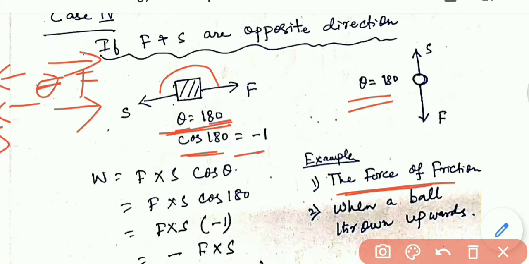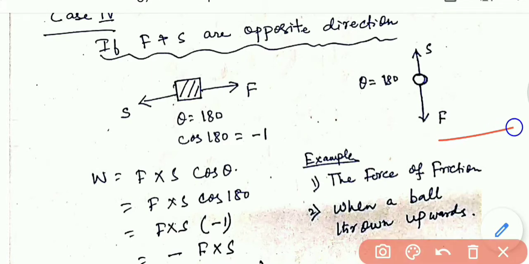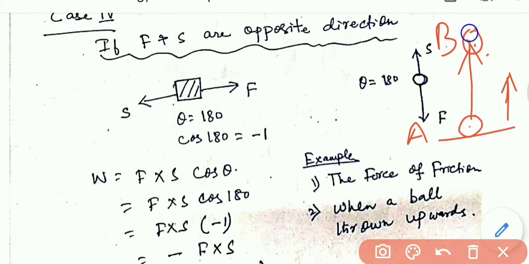The second condition is when a ball or a body is thrown upward, then the body will move upward, but the force will be in the opposite direction. Okay, here the body is at the point A. Look at this. This is a ball at the point A. If the body is moving from A to B, the direction of the displacement, the body will move from A to B, then there is a displacement, so displacement will be in that direction, but at that point force acts in the opposite direction.